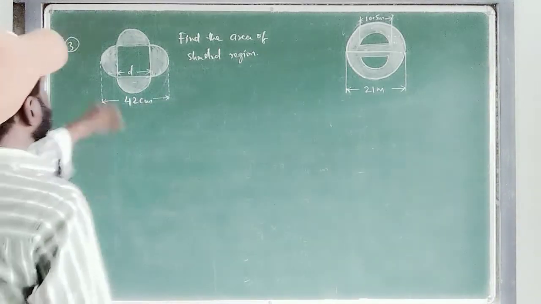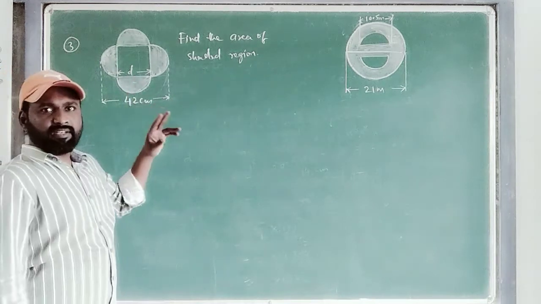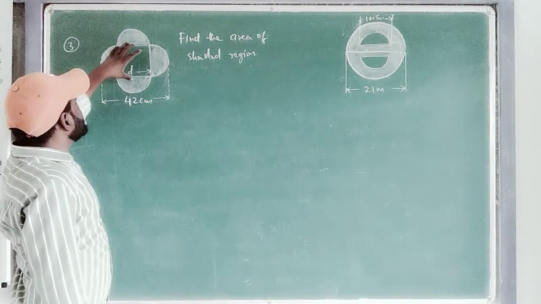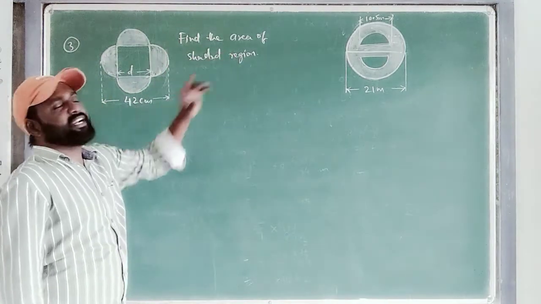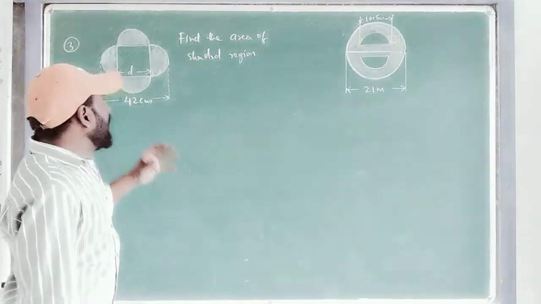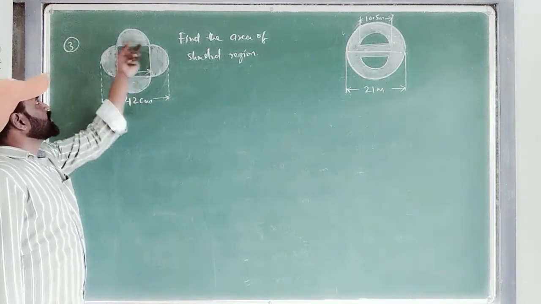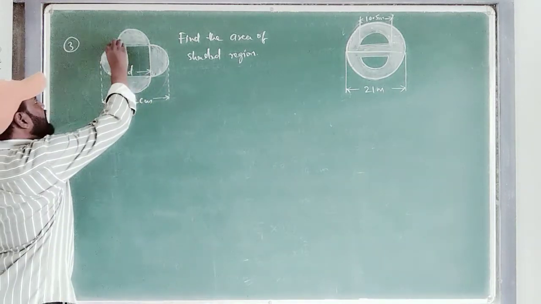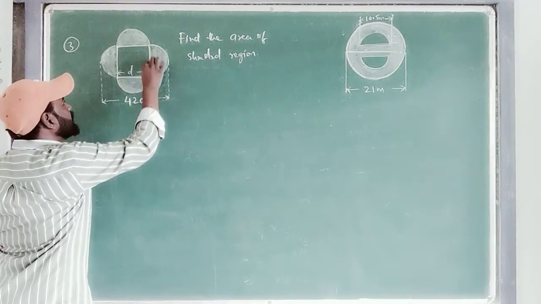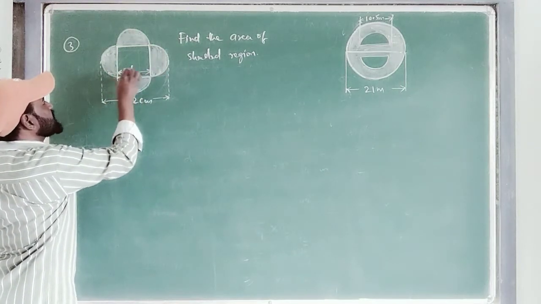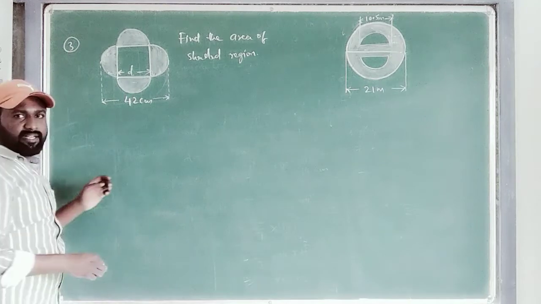See question number 3. There are two figures given. In the two figures, some portion is shaded. So find the area of the shaded region. How to find the area of the shaded portion? Here you see, the unshaded portion is like a square. In that, this side of the square is given as D.